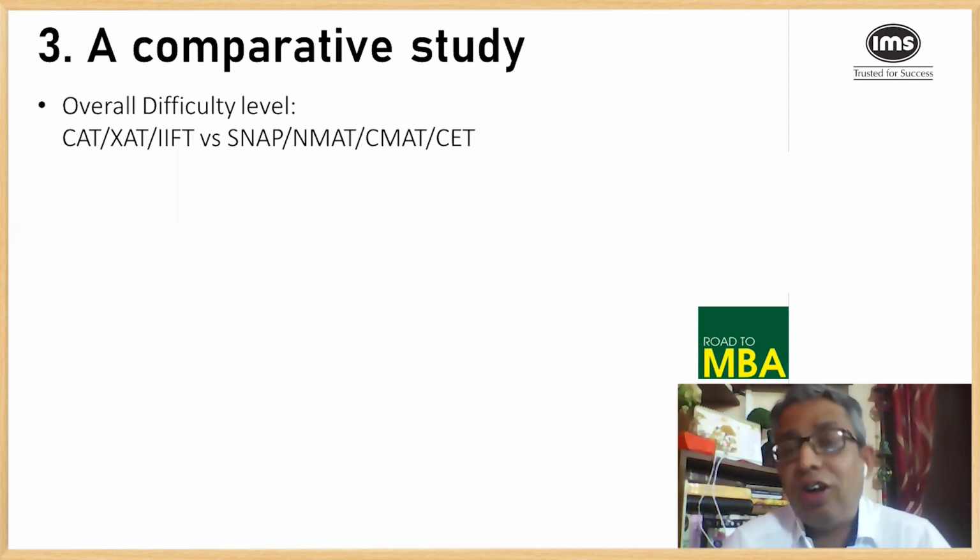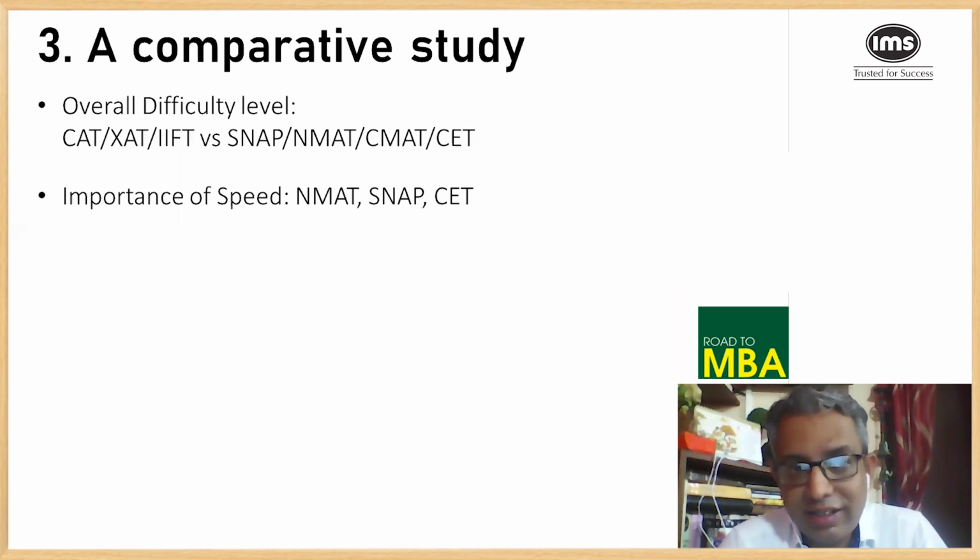Number one, overall difficulty level. When people are asked how they rate CAT, XAT and IIFT versus SNAP, NMAT, CMAT and CET, many of them say that they are much more comfortable with SNAP, NMAT, CMAT and CET than CAT and XAT. Somebody who feels more comfortable with the pattern and the type of questions asked in these exams, why not keep these as one more option? That can be my plan B, which will take me to the desired course that I'm looking at, right?